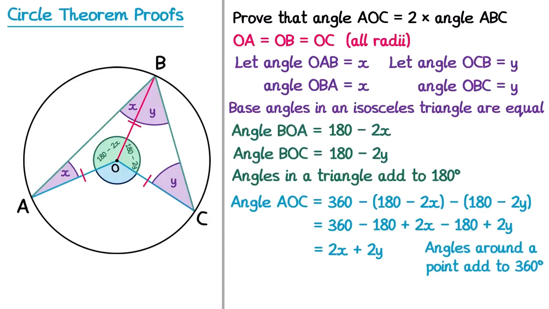If you look at 2x plus 2y, we can factorize out a 2. So it's 2 lots of x plus y. Now if we remember in this question, we were trying to prove that angle AOC is 2 lots of angle ABC. We've written down an expression for angle AOC, it's 2 lots of x plus y. And if you look closely at angle ABC, it is equal to x plus y, because to get it, you'd add those two angles together. So we can replace this x plus y with angle ABC. So this is equal to 2 lots of angle ABC. And we finish the proof.